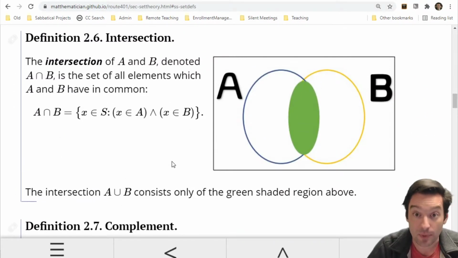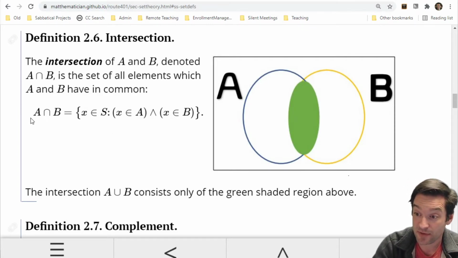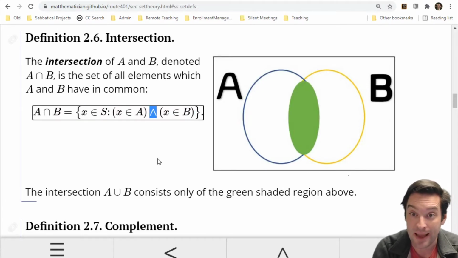Its alter ego, almost, is called the intersection. The intersection of two sets is defined in almost the same way as the union, but it replaces the logical OR operation with a logical AND operation.